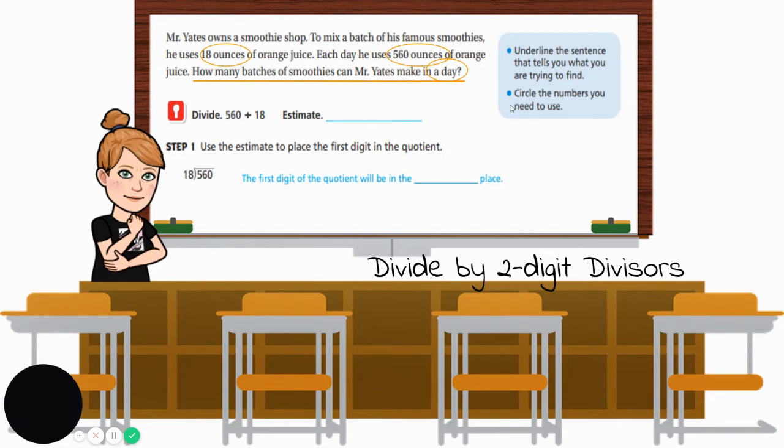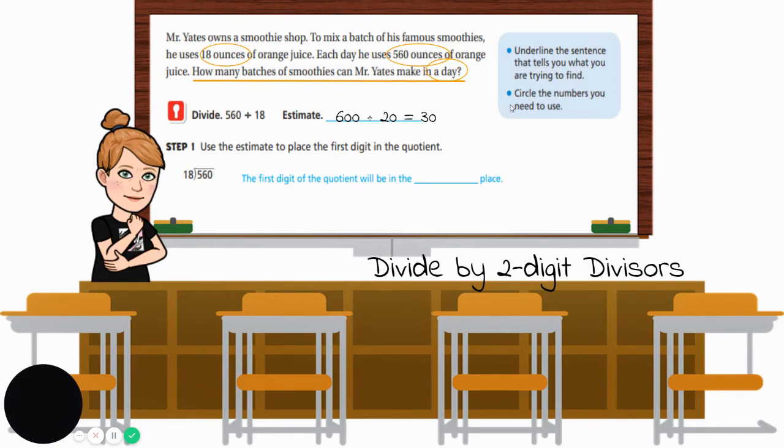Okay, so we're going to estimate 560 divided by 18. So we're going to estimate that it's 600 divided by 20 equals 30. We use compatible numbers for this. It's not rounding to a specific place value, because 560 goes to the hundreds and 18 goes to 20. If you're rounding numbers, you're rounding both to the same place value.